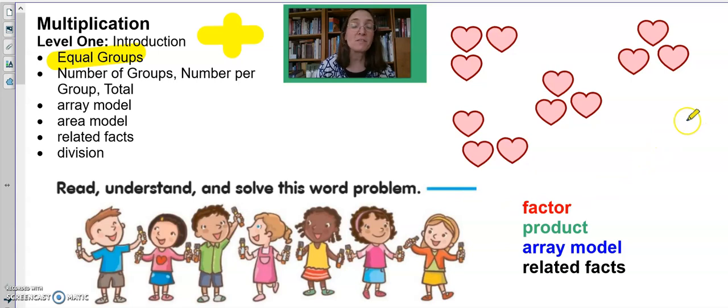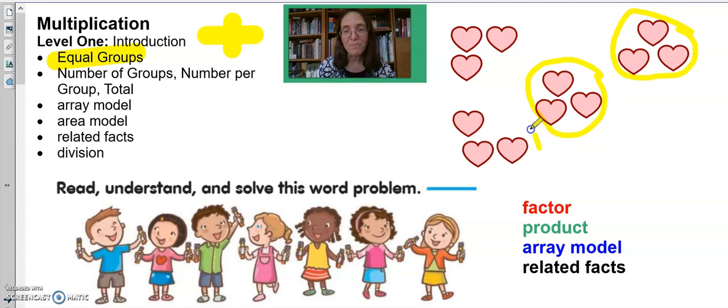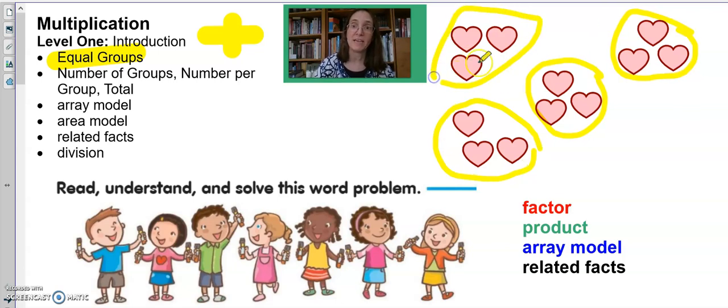Over here, I have some groups of hearts, and I hope that you can see that each group has 3 hearts in it. That makes them equal to each other. Now, if I were doing this as repeated addition, I could say 3 plus 3 is 6 plus 3 is 9 plus 3 is 12.